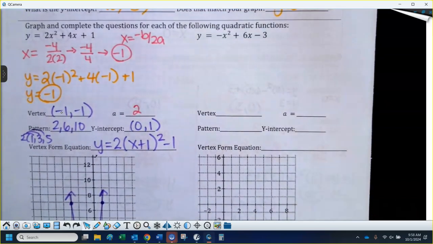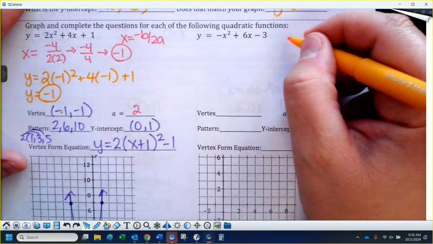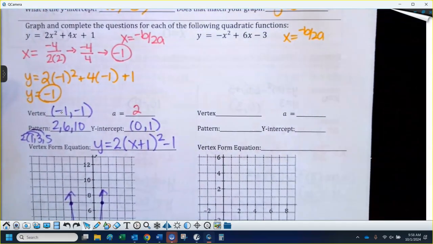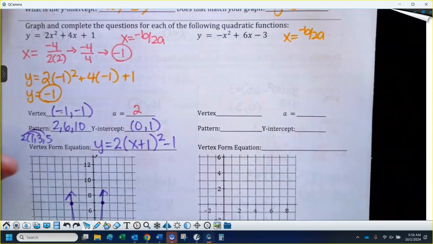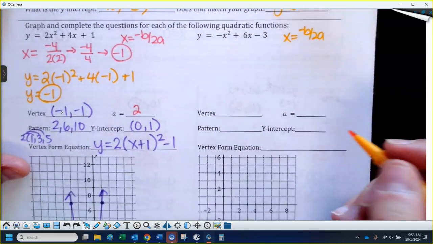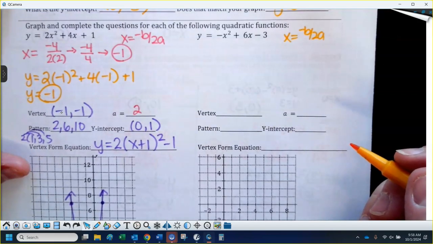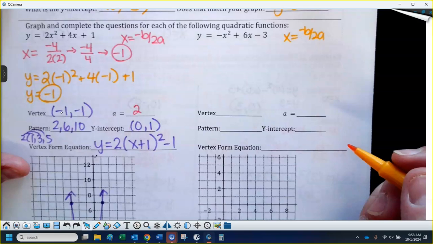Okay, now I'm going to try one last one with you guys. Same thing, I'm going to use that -b over 2a to get the x-coordinate of my vertex. The a value in this last example would be what? I've got y equals -x squared plus 6x minus 3. What would the a value here be?